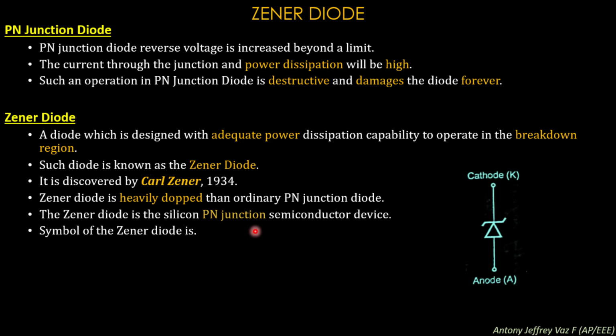Symbol of the Zener diode. It is very similar to that of a PN junction diode symbol. The only difference is that on the two sides you have to make some twist over here. So, this is the cathode terminal and this is the anode terminal. And the physical view of the Zener diode will be like this. Here, this black mark shows you the cathode terminal, and this one is the anode terminal.